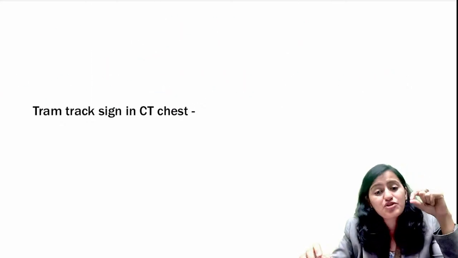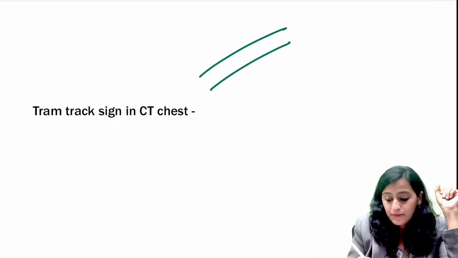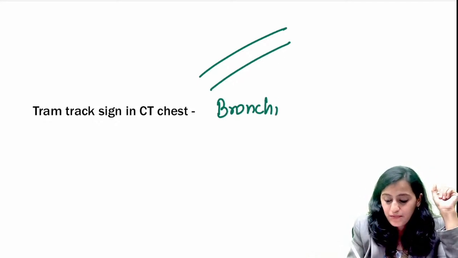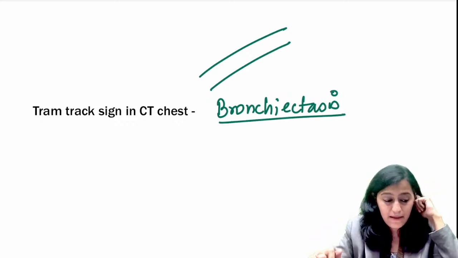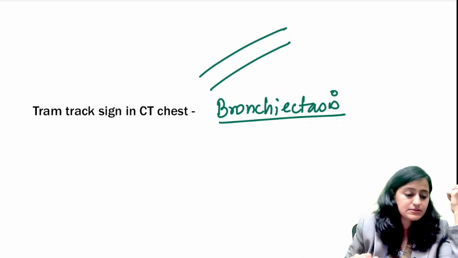And the tram track in the CT chest, okay, where you have the bronchi which are dilated. Bronchi dilated is bronchiectasis. Okay, that is bronchiectasis gives the tram track in the CT chest. Okay, tram track in the CT chest is bronchiectasis.